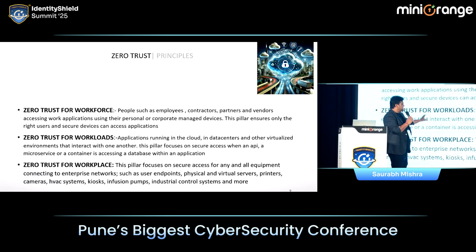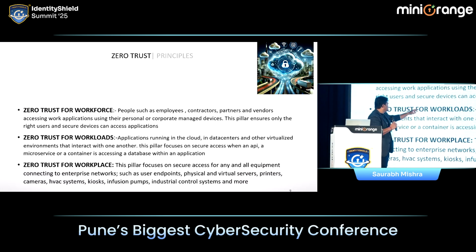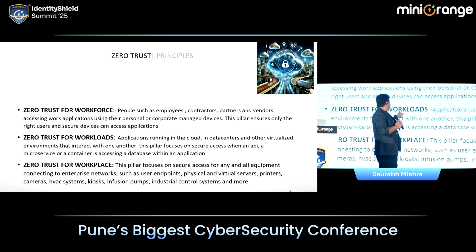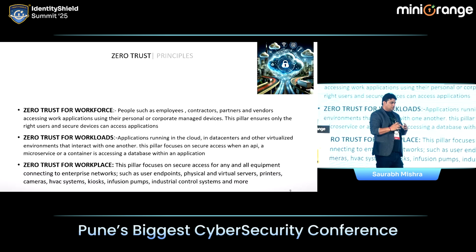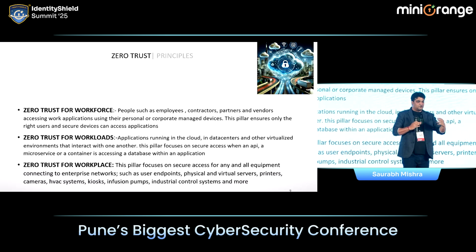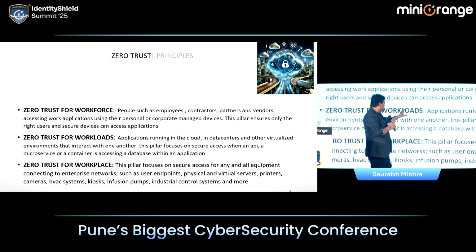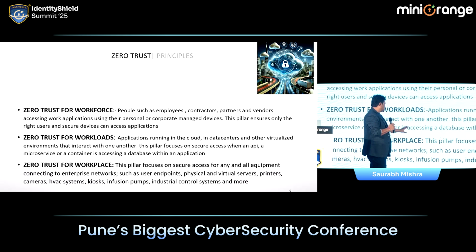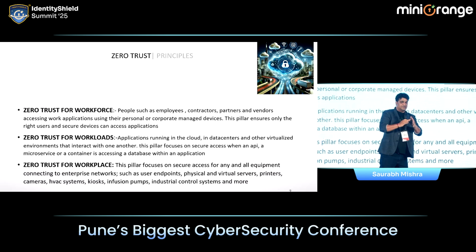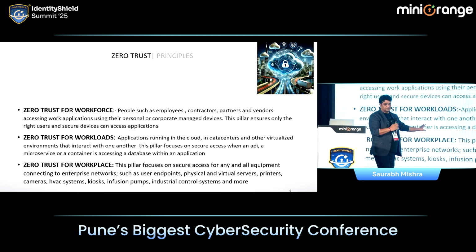This slide was already explained in the earlier session. Zero Trust we can segregate in the form of workforce, workloads, and workplaces. Workforce means employees, contractors, and partners. Then workloads are your applications running on different types of services, like compute engine or VMs, Kubernetes, or microservices. And workplaces are the different office premises, your security perimeter and your equipment, such as laptops and desktops, all categorized under workplaces.